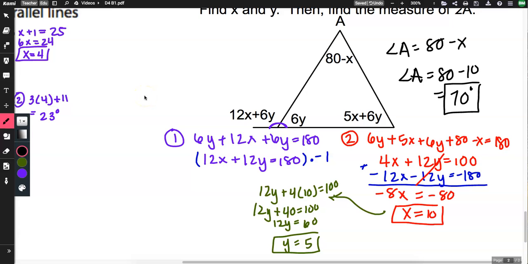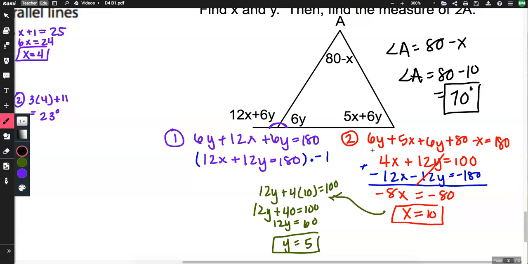All right, so here's my final answer for that last one. I solved the system here first, using a straight angle to get my first equation. For the second equation, I knew that all the angles should sum to 180. And then I used elimination. x equals 10, and then I solved for y equals 5.